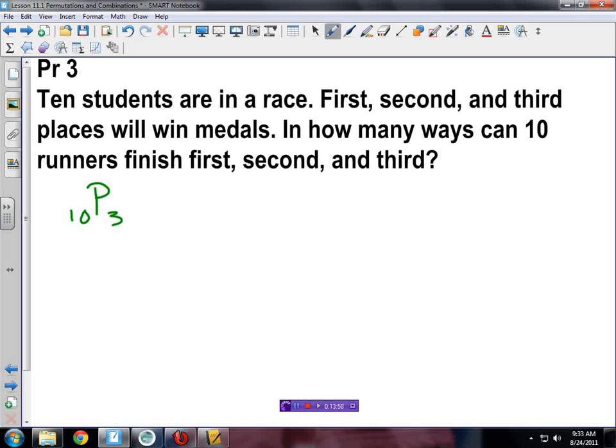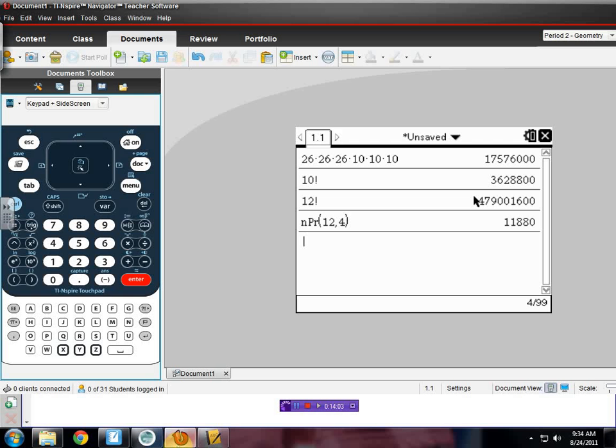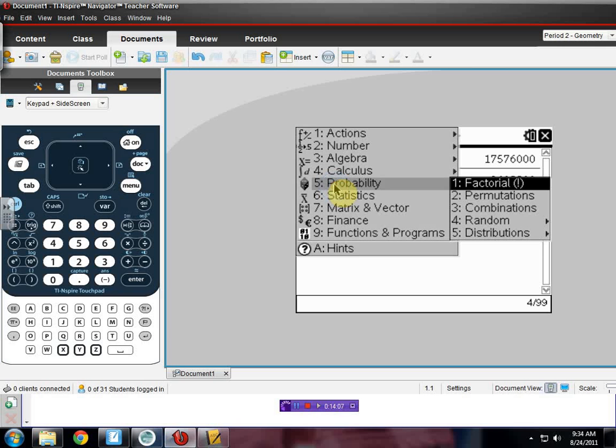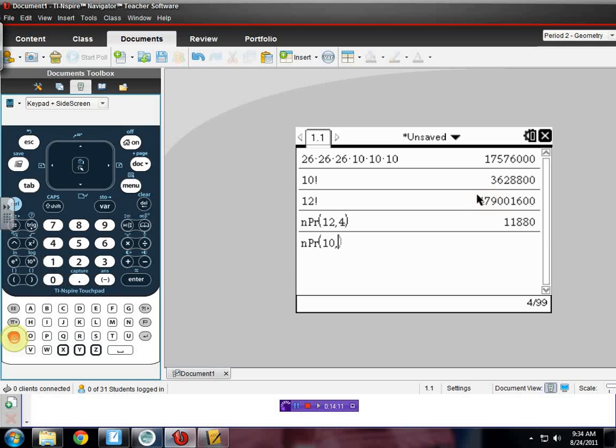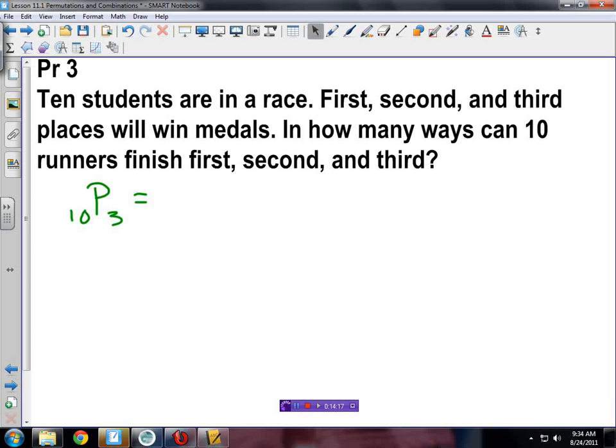So 10 pick 3. Now let's go back to the calculator and figure out what this is going to be. We have to go to menu, probability, permutations, and it's going to be 10, comma 3. Enter, and that's 720. There's 720 different ways for them to finish first, second, and third. So 720. Right. Good.